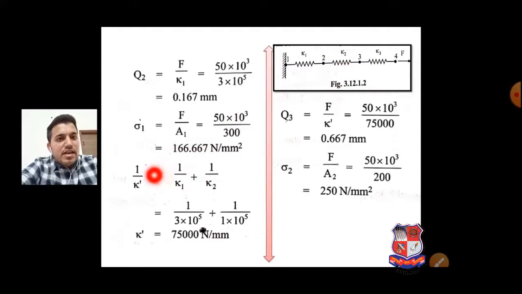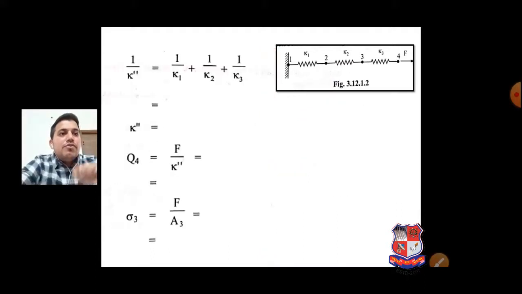That is why we formulate as per Kirchhoff's law and the parallel conventional principle: 1 upon k dash is equal to 1 upon k1 plus 1 upon k2. I already explained this during the theory time. So here we have to find q3 and sigma 2. Now for k, we want to find q4. When we take q4, we have to combine k1, k2 and k3, all three stiffness matrices. So here the global stiffness matrix changes as per the different nodes, and we have to combine it.